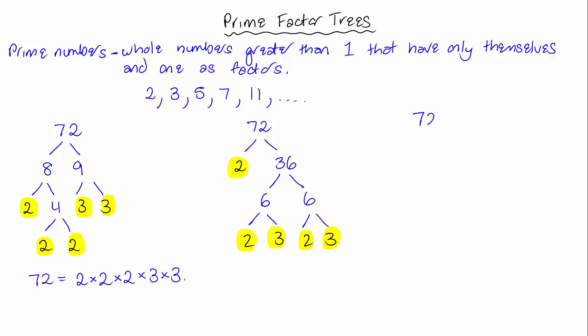So I could have gone 72, 2 times 36, and with the 36, the first thing that comes to my head is 3 times 12. And then the 12, I could have gone 3 times 4, or I could have gone 2 times 6. It doesn't matter because our answer will always be the same. The key is you keep going until all you have is prime factors left.